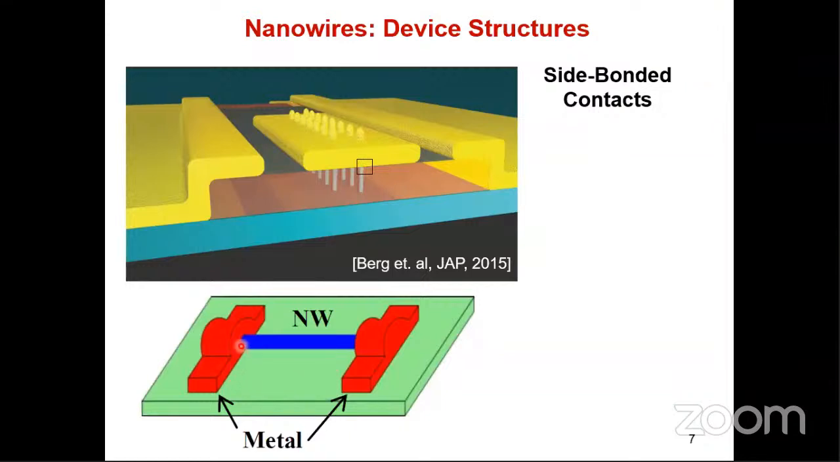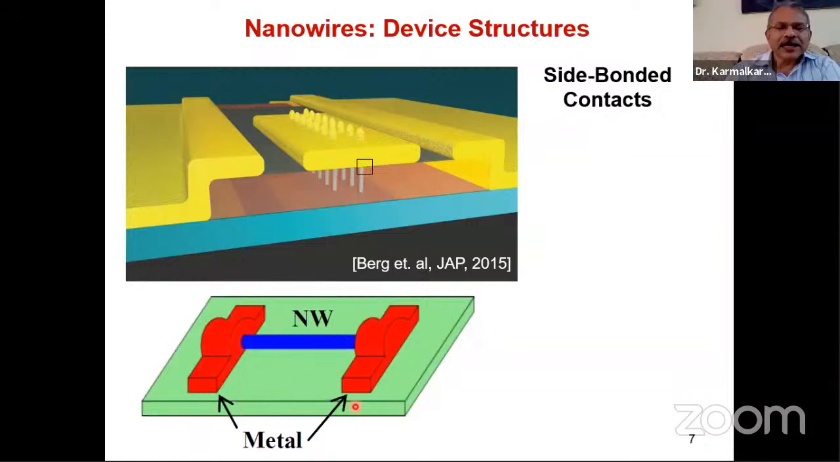This is an example. So this is a horizontal nanowire placed on an insulating substrate. And then on the two sides, you have put two strips of metal on it to make a contact. Now, how will you get a horizontal wire? Well, one way is to make such vertical wires and then break these wires and drop them on the substrate. That is how one can get horizontal wires.